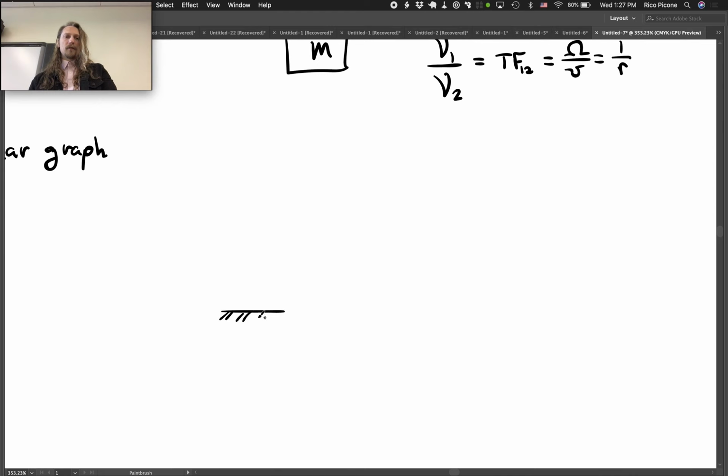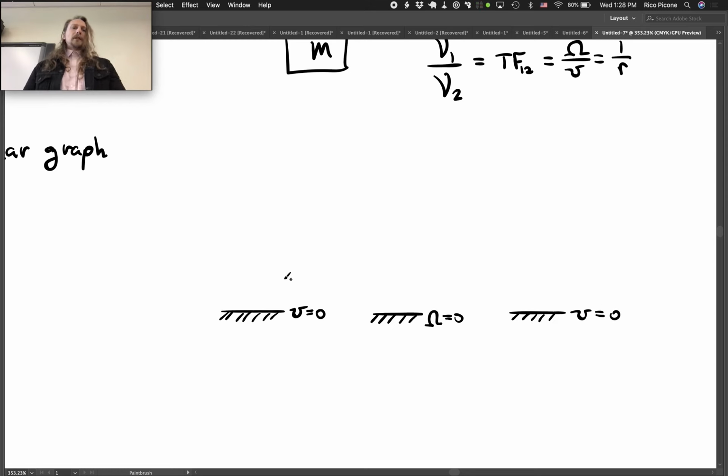So we have the electronic system, the voltage equals 0. We have the rotational system where the angular velocity equals 0. And then we're going to have the ground for the translational mechanical system where we can say the velocity equals 0.